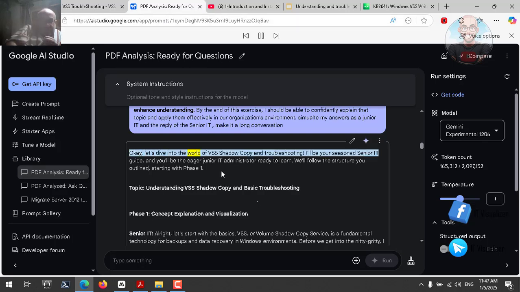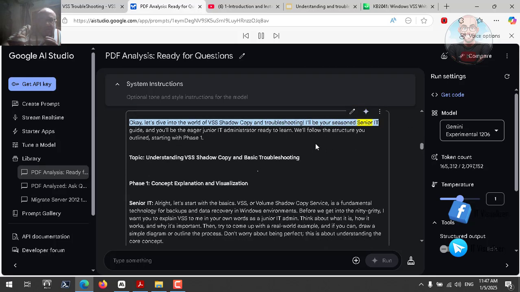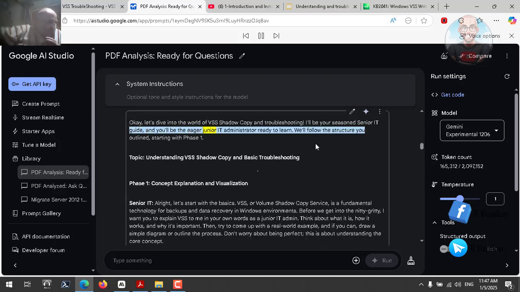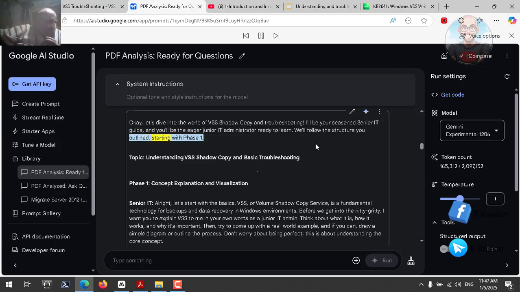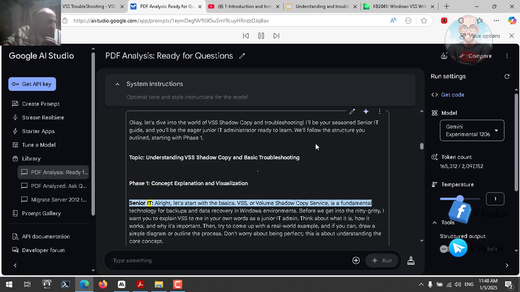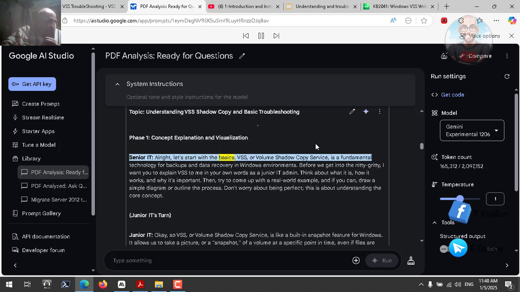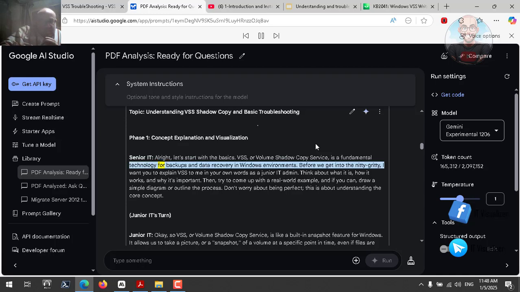Okay, let's dive into the world of VSS shadow copy and troubleshooting. I'll be your seasoned senior IT guide, and you'll be the eager junior IT administrator ready to learn. We'll follow the structure you outlined, starting with Phase 1. Topic: Understanding VSS, shadow copy, and basic troubleshooting. Phase 1. Concept, explanation, and visualization. Senior IT: All right, let's start with the basics. VSS, or Volume Shadow Copy Service, is a fundamental technology for backups and data recovery in Windows environments.